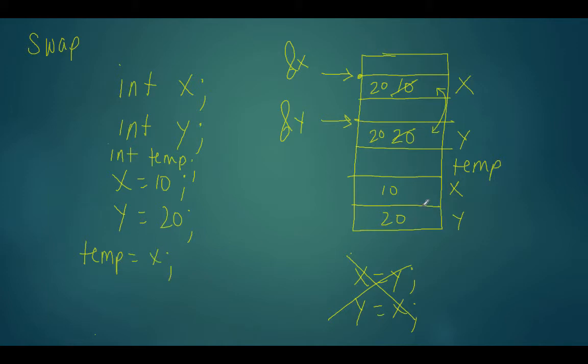When I say temp equals x, then temp is temporarily holding the value of x. So now if I replace x, I have a memory of what x was. Then I could say x equals y. That would change this to a 20. And then I could say y equals temp. And that would change y to a 10. And now I have successfully swapped their values.